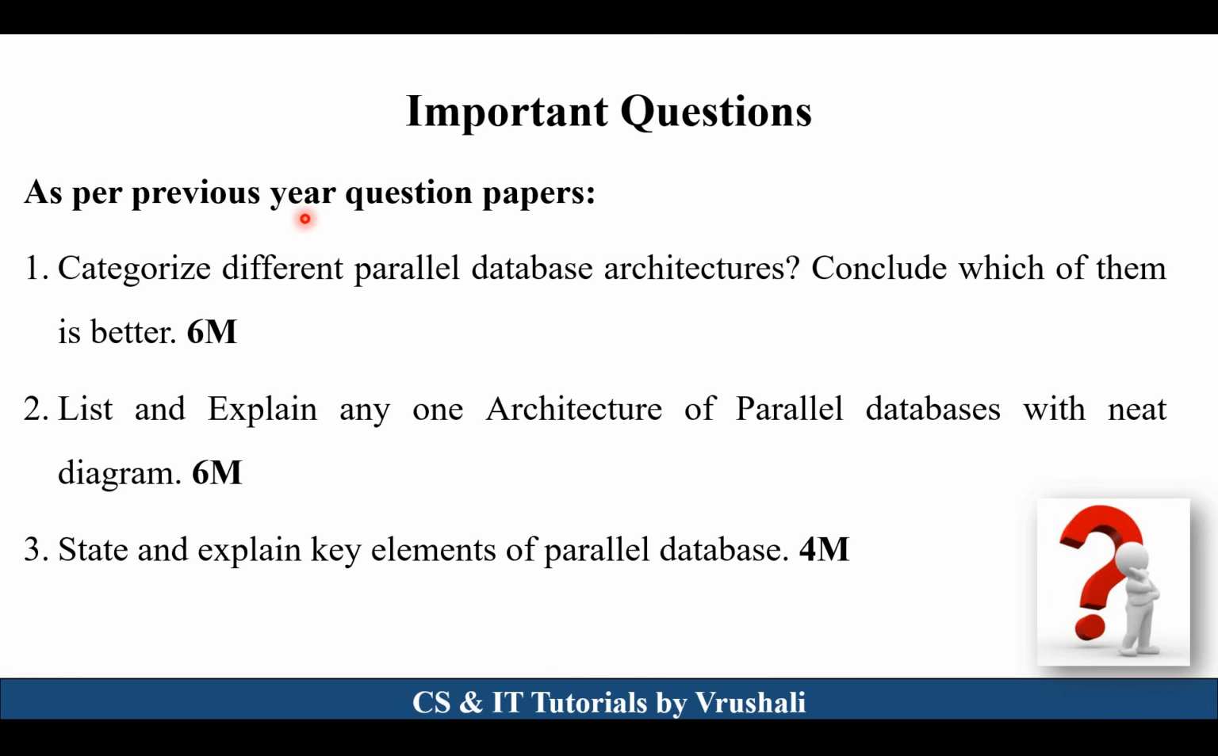Now, as per your previous year question papers, these questions are asked repeatedly and mostly, right? Like categorize different parallel database architectures and conclude which of them is better, for 6 marks. List and explain any one architecture of parallel database with a neat diagram, meaning you have to prepare every diagram properly, for 6 marks. Then state and explain key elements of parallel database for 4 marks. So basically you have to prepare all these topics completely.